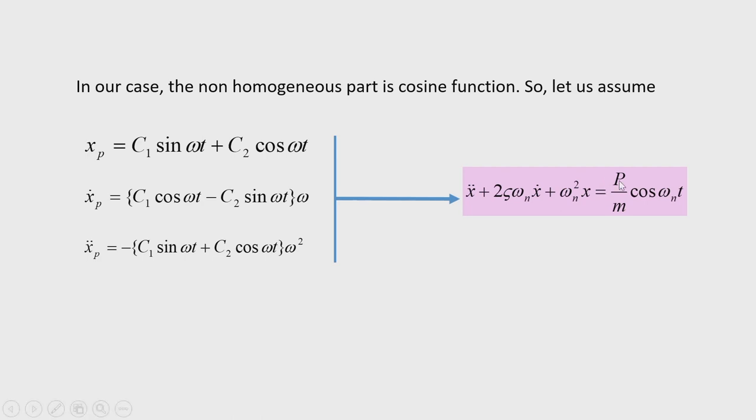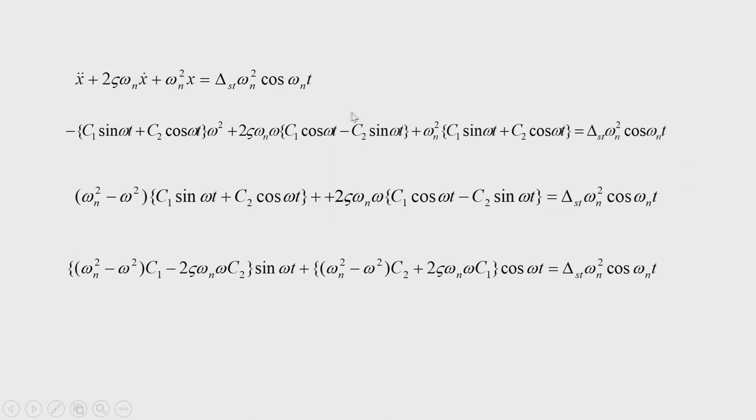So, utilizing these two values, p is equal to k into delta s t and k by m is equal to omega n square, we can find here the right hand side as delta s t omega n square cos omega n t. So, we get this step. After that, we rearrange in this fashion, so that we can separate coefficient of like terms in both the sides.